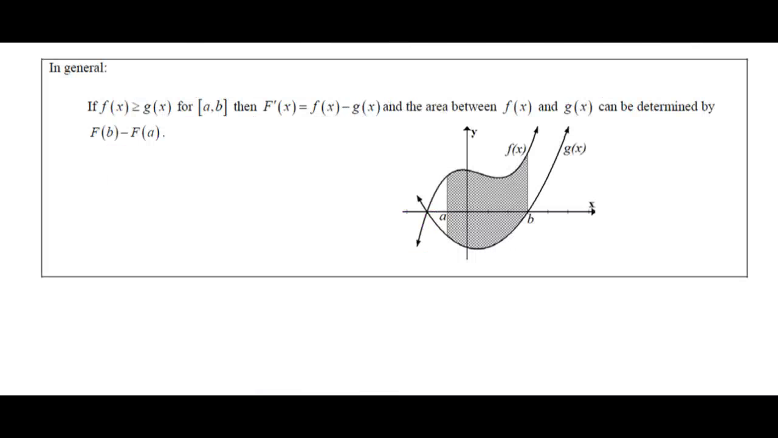So in general, if f of x and g of x are two functions such that f of x is always greater than or equal to g of x on the interval a to b, then F prime of x is f of x minus g of x, and the area between f of x and g of x can be determined by F of b minus F of a. Okay? Now what we have to realize is we have to find those crossing points, though, in the areas. We have to evaluate in each interval.